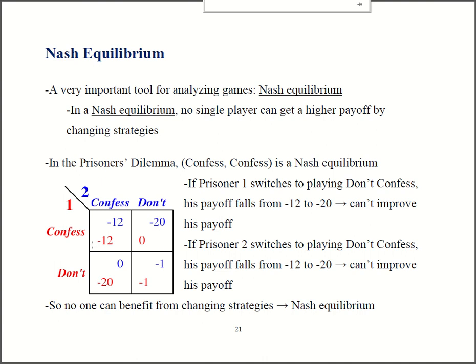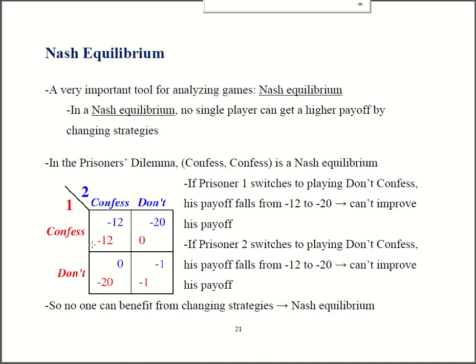So right now, prisoner 1 is confessing. They're both getting 12 years of prison. If prisoner 1 switches on their own to not confessing, now they're going to get 20 years of prison. That's worse. So prisoner 1 cannot improve their payoff by changing strategies.